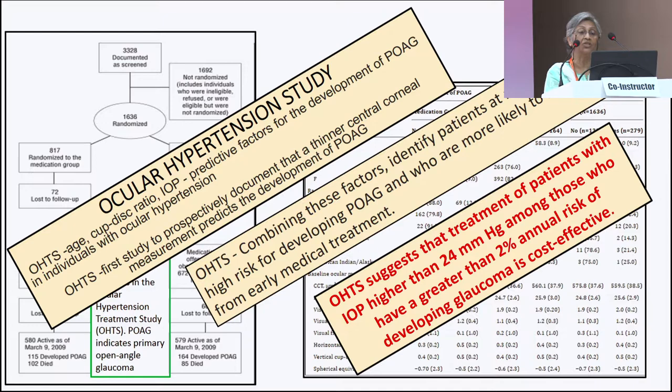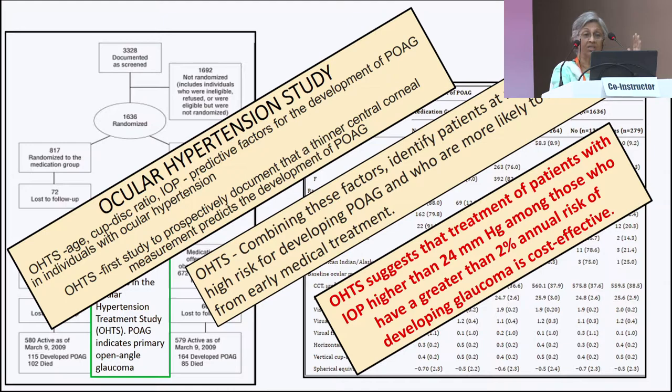The OHTS study suggests treatment is a must for patients whose pressure is higher than 24 millimeters of mercury among those who have greater than 2% annual risk of developing glaucoma. This is cost effective. I cannot forget what Dr. Harsh had once upon a time talked about, that he had a patient who had ocular hypertension. He said, "Theek hai, theek hai, tum chale jao, koi baat nahi." And that guy came back later with glaucoma. I will never forget it.